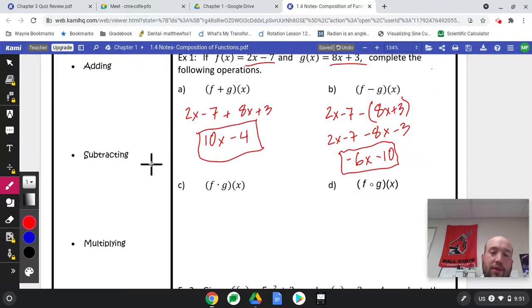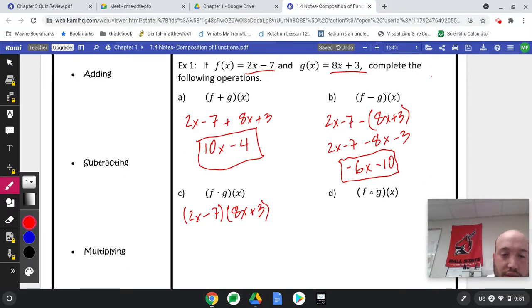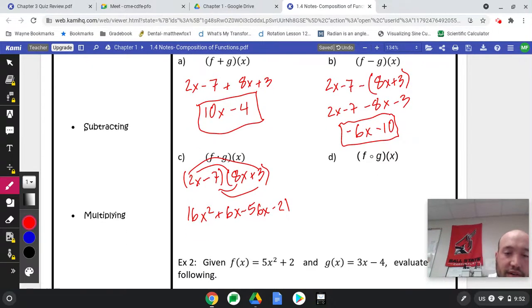Our next one, multiplication. Okay, so this is just saying we have 2x minus 7, and we're multiplying that with the 8x plus 3. So we use FOIL: first, outside, inside, last. Combine your like terms. And we are done.